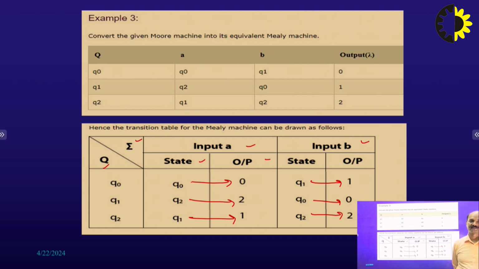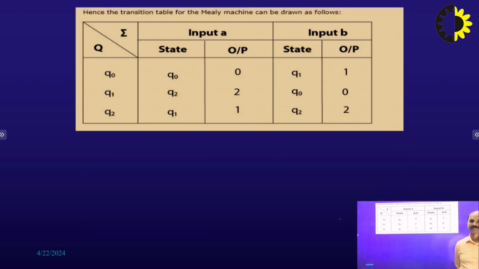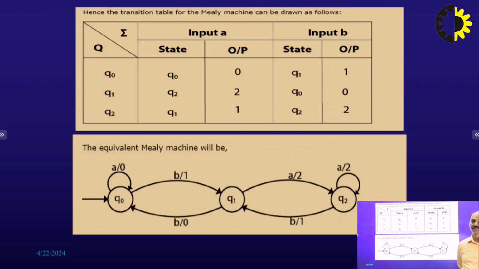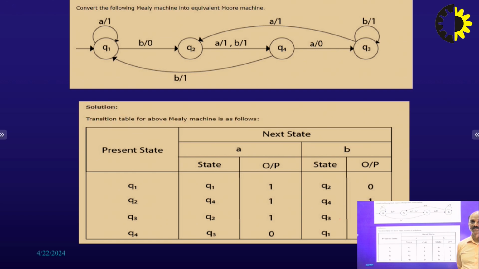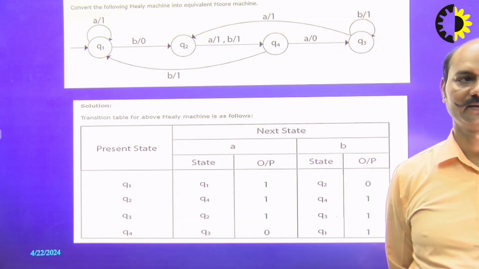And finally, this table is converted into transition diagram. And this is the transition diagram. Then you can try this particular.